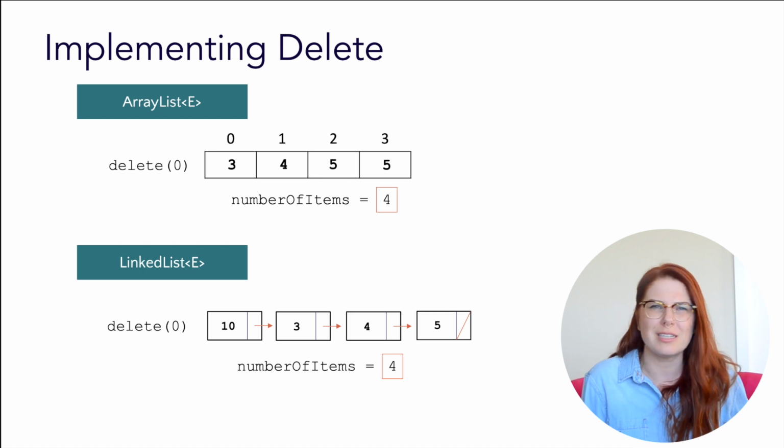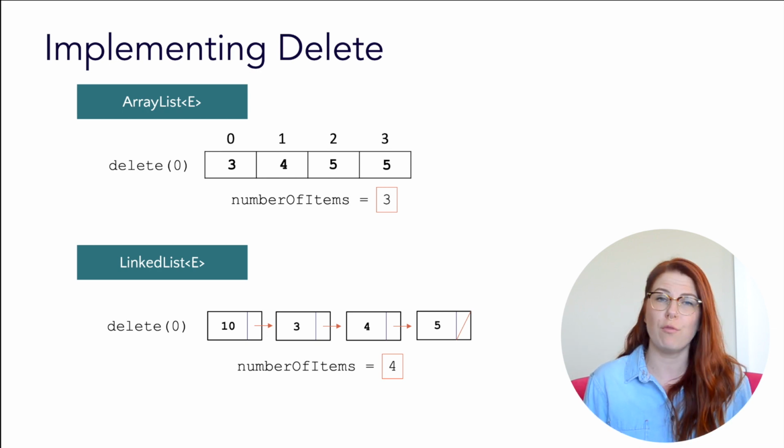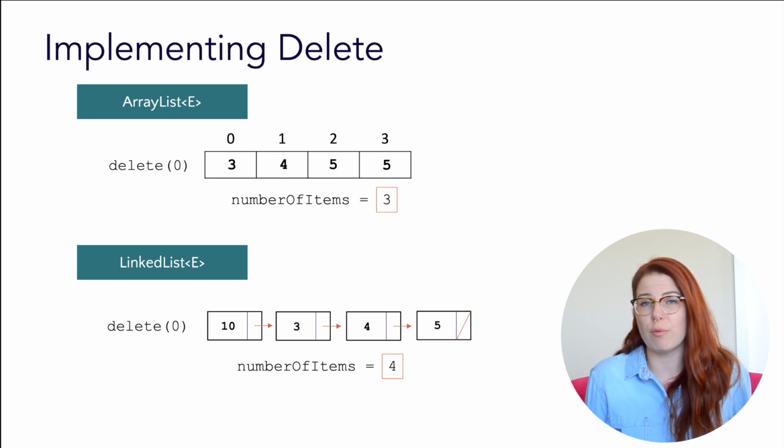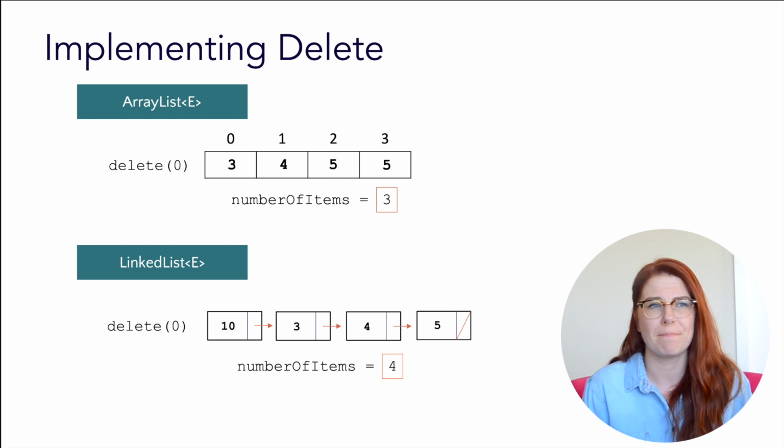So I'm not even going to bother to get rid of the 5. That would be a waste of my time. It's beyond the borders of what I care about. So I'll just change the size to 3. And now my list correctly reads 3, 4, 5 starting from index 0. And I don't care what's stored at index 3 anymore. It'll eventually just get overwritten if I add something new to the array.